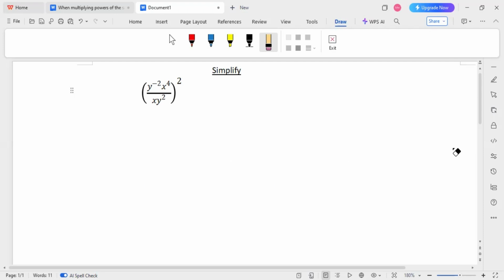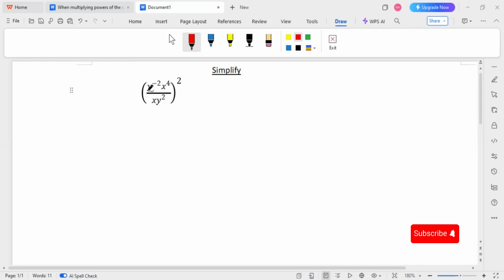On today's lesson, we'll be doing this question on exponents. Let's get started. Grade 8, here we are given this question and we are asked to simplify. So we are given y, open bracket, y to the power of -2, x to the power of 4 over x, y to the power of 2, close bracket, all to the power of 2. So now let's simplify it together.